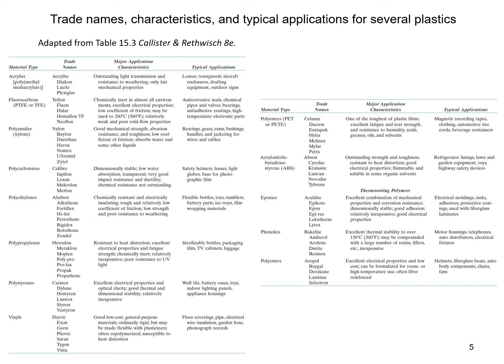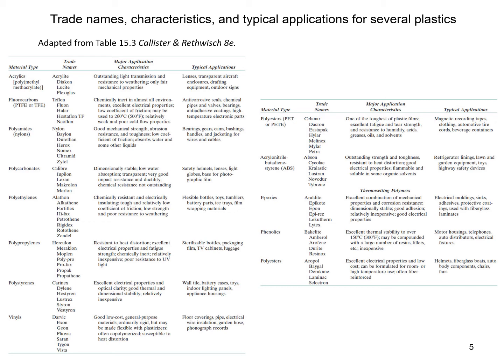The slides here give us more ideas about some of the trade names, characteristics, and typical applications for several plastics, which are extracted from Table 15.3 in the Callister textbook. So we have, for example, acrylics, PTFE, nylon, polycarbonates, polyethylene, polypropylene, polystyrene, vinyl, PET, ABS, epoxy, phenolics, and polyesters. The first 11 are examples of the thermoplastic materials, whereas the last three are from the thermosetting polymer groups.